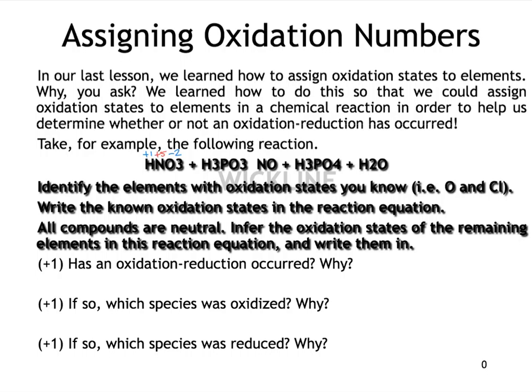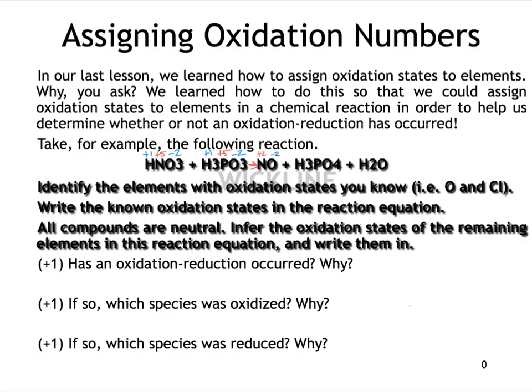So moving forward, the oxygen in this H3PO3 is still going to be negative 2. Hydrogen is going to be positive 1. The phosphorus depends on the other parts. So we have 3 times negative 2 is negative 6, plus 1 is negative 5. So that means that the phosphorus here must be positive 5. This is an arrow. All right, so the oxygen is negative 2. So this nitrogen must be positive 2.